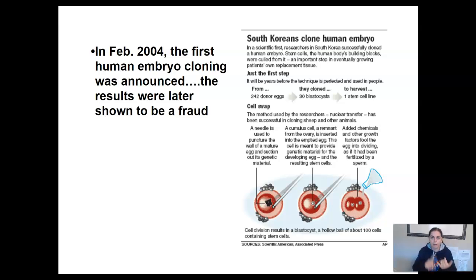So we're going to talk a little bit more this week about sickle cell and cloning and wrap up our units on Thursday, Friday.